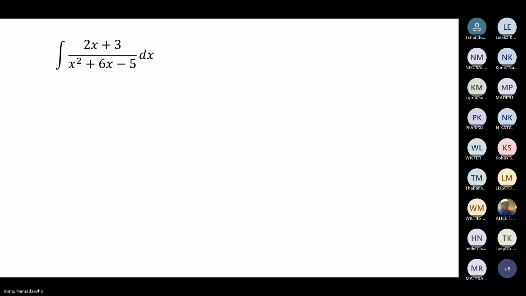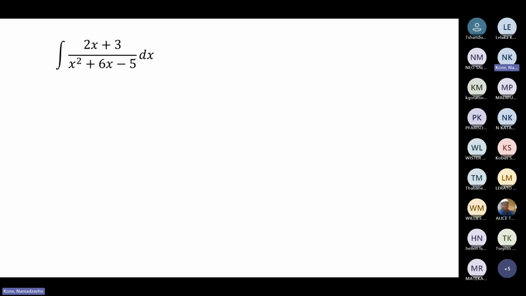Now, just a hint before you start with this one, my good people. The problem is now there's an X on top. And this X is the one that we were looking for to use rule number 2 and rule number 3. So the only problem that we have now is that the derivative of what is at the bottom is actually 2x plus 6, not 2x plus 3.